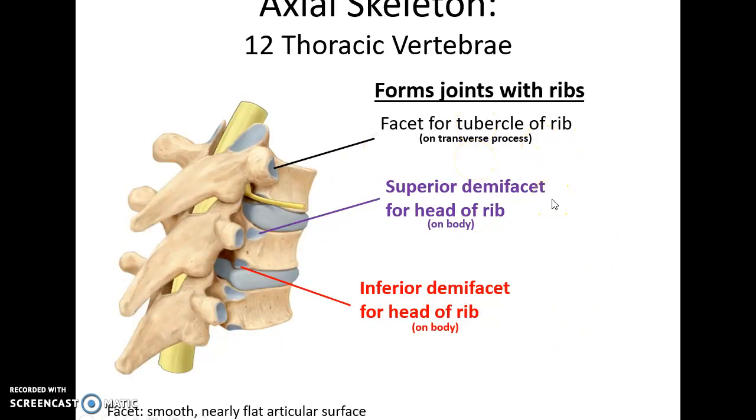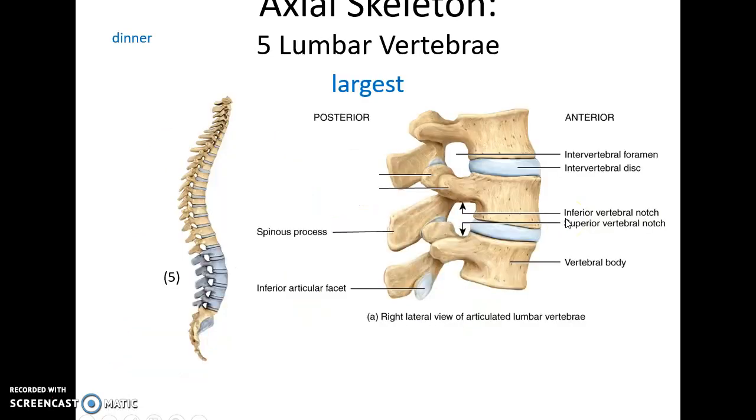Next up comes the 12 thoracic vertebrae. The 12 thoracic vertebrae have additional facets. These facets allow them to articulate to form joints with the ribs. So it'll have a facet on its transverse process for articulating with the tubercle of the rib. It'll have a superior demifacet on its body for articulating with the head of the rib, and an inferior demifacet on its body for articulating with a different head of a different rib.